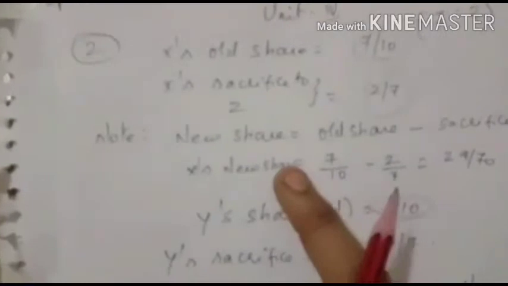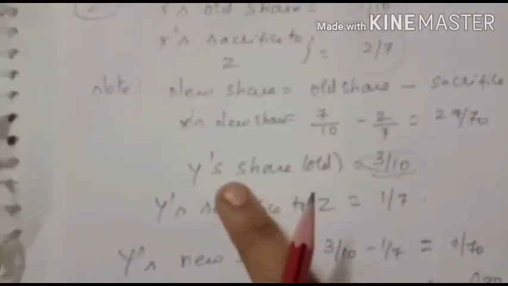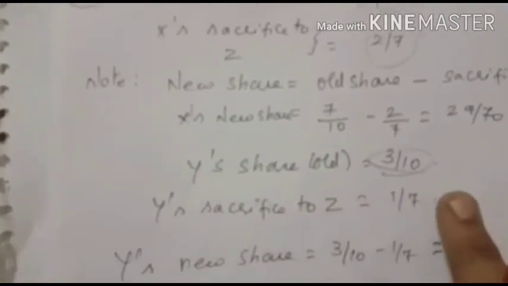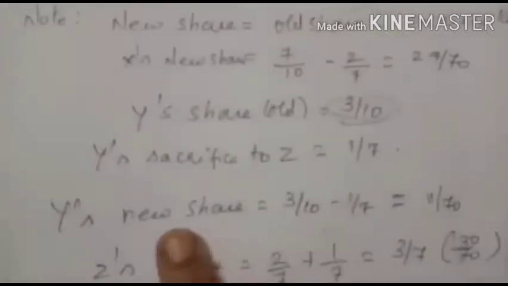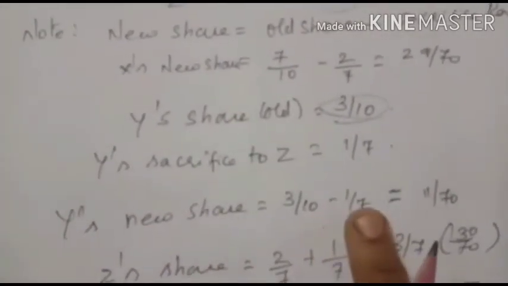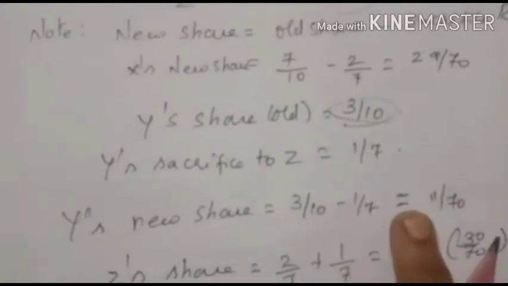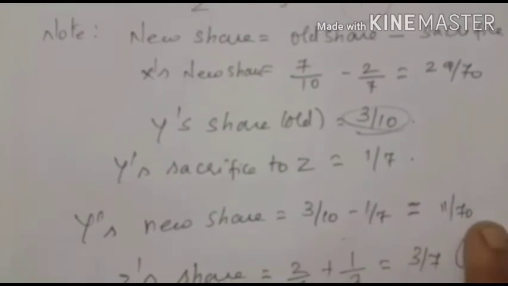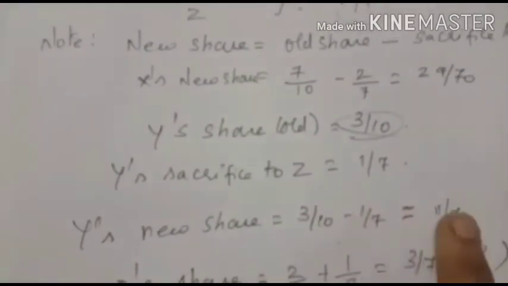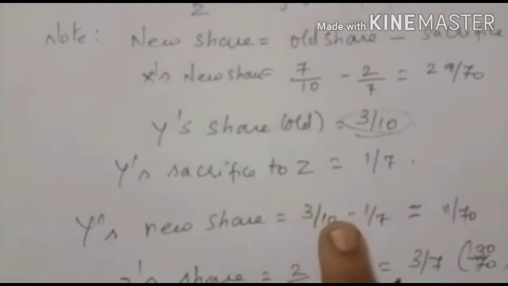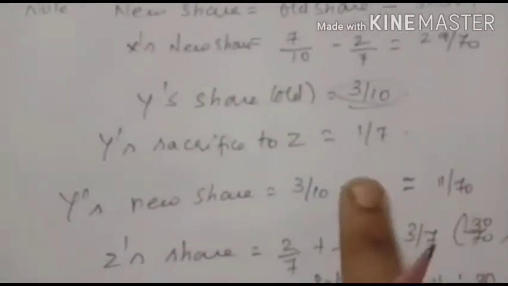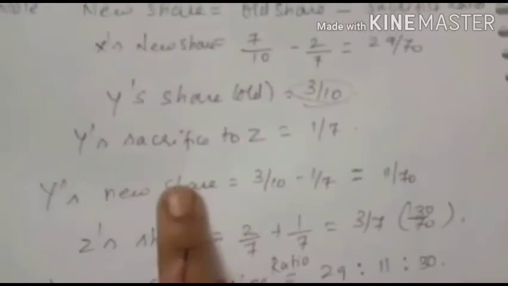So that is the new share of X, and we go with Y's old share, which is 3 by 10. He decides to sacrifice 1/7 of his share to Z. So now his new share will be 3 by 10 minus 1 by 7. In the same way we have to take the LCM. The denominator becomes 70, and when we multiply, into 7 here and into 7 here, 21 minus 10 becomes 11. So 11 by 70. This is the new share of Y. So we have found X's new share and Y's new share.